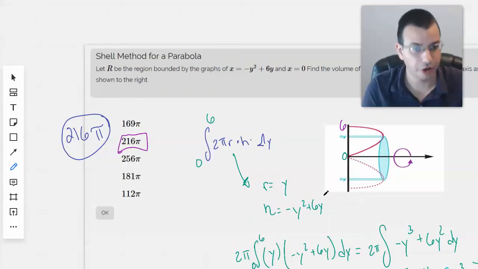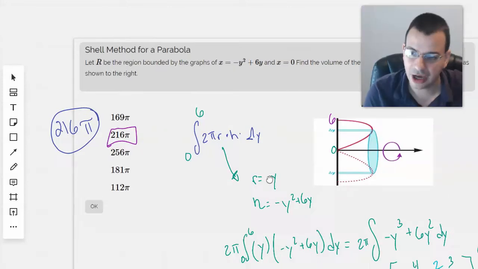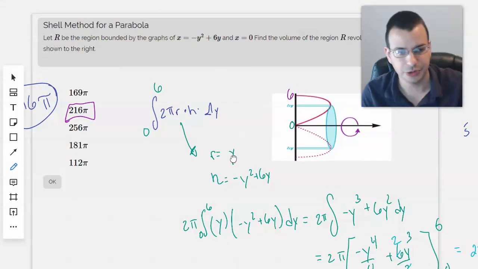This is actually a volume. So that was how we approached this problem. That's how we solved this problem.